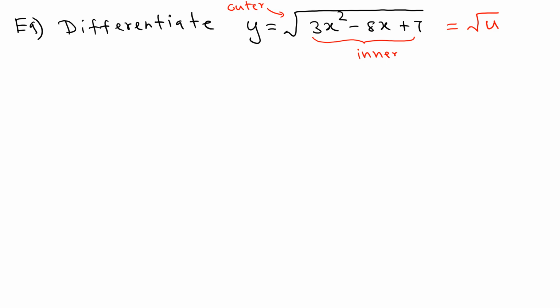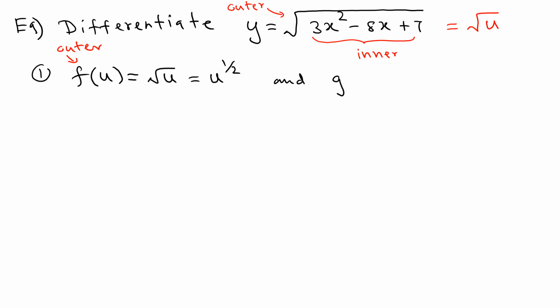We're going to go step by step now. So step 1, we're going to figure out what the two functions are. In this case, you can see that the outer function is f(u) equals square root u. That's the outer function, because we consider the inner function simply as u. So you can rewrite this as u to the 1/2. Then we can also figure out the inner function, g(x). In this case, it is simply 3x squared minus 8x plus 7. You can see this is what is inside, so we call it the inner function.